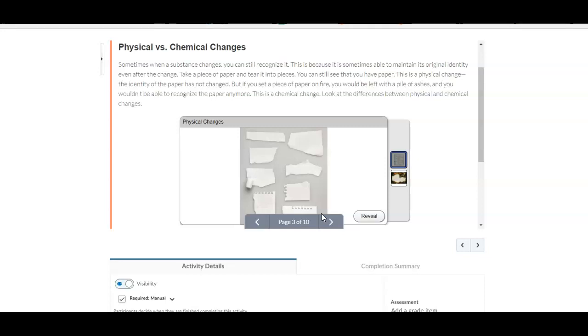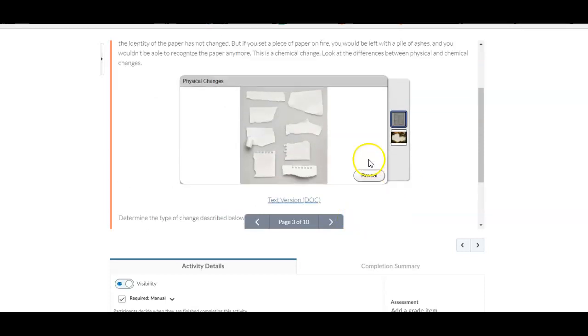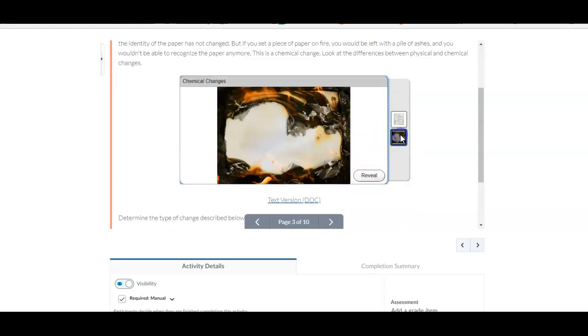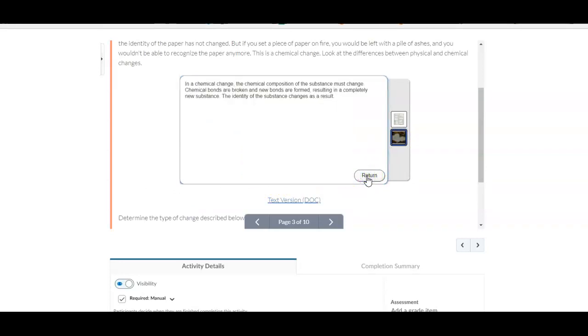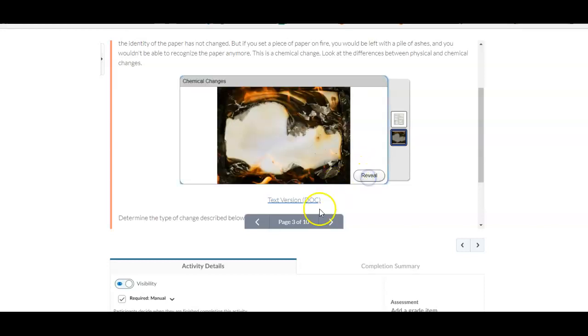So look at the difference between physical and chemical changes. You might want to put some of these in your notes. So you've got the paper example, burning paper, right? This is a chemical change. So in a chemical change, the chemical composition of the substance must change. Chemical bonds are broken, new bonds are formed, so you're getting a completely new substance. That's something you want in your notes. Chemical change. The identity of the substance changes.